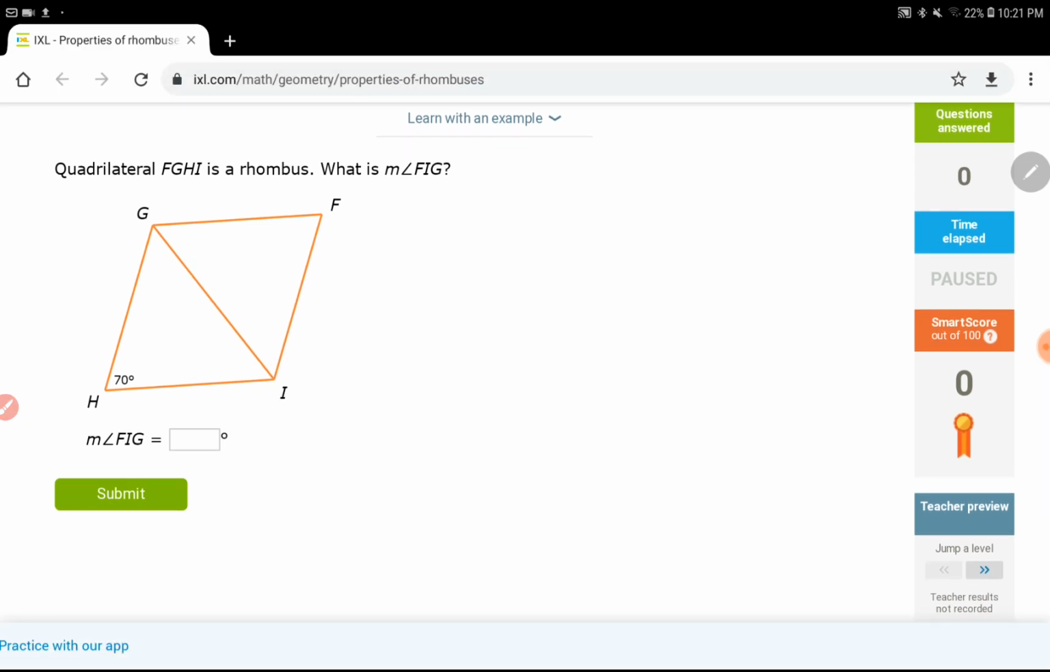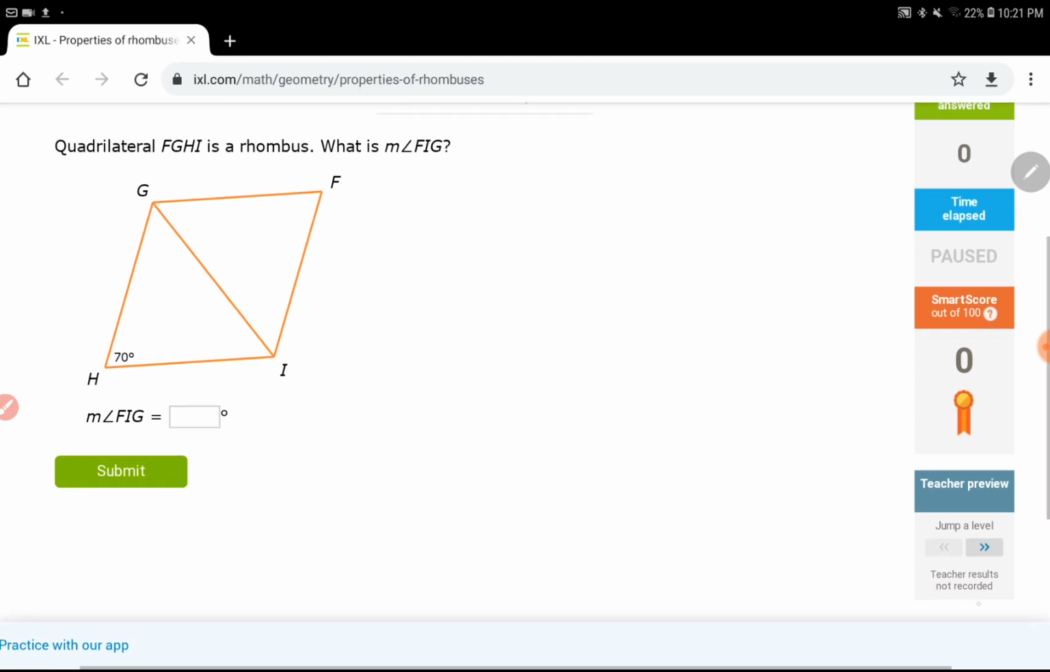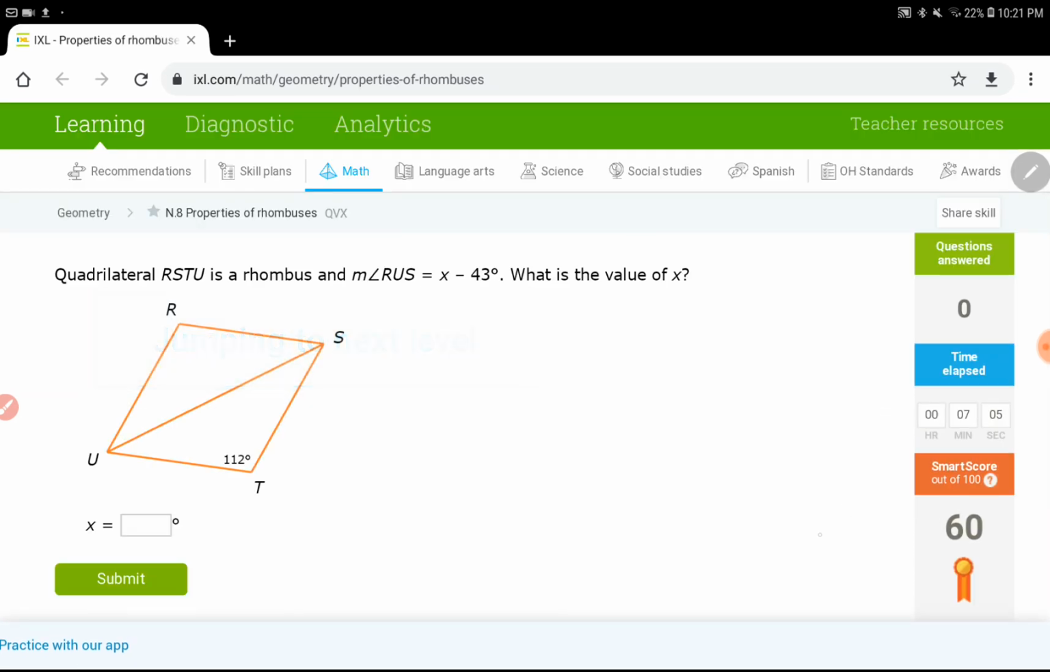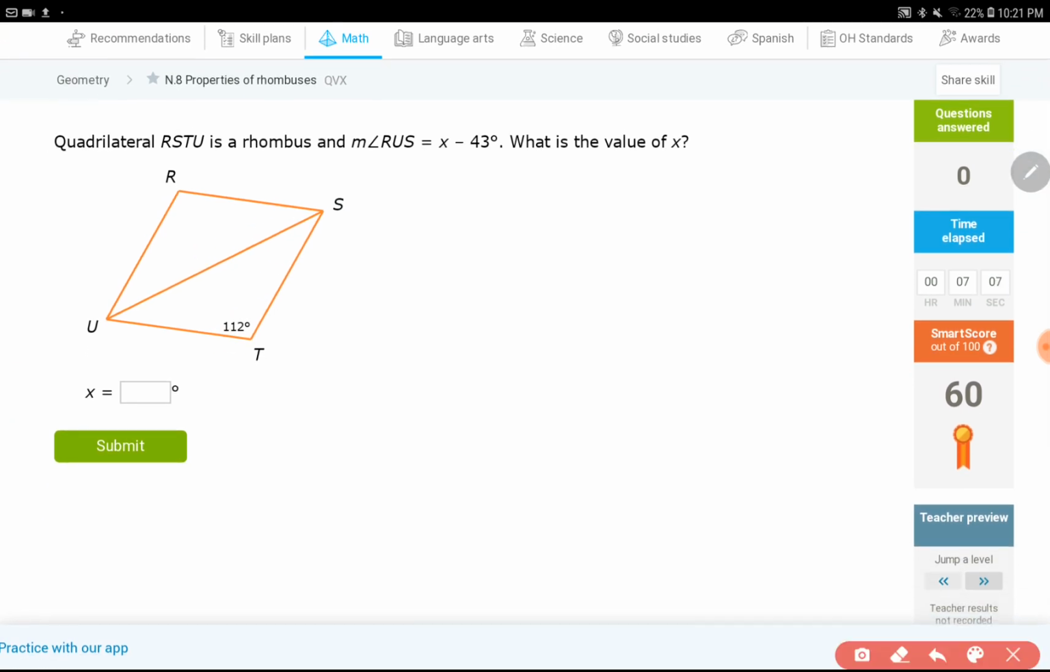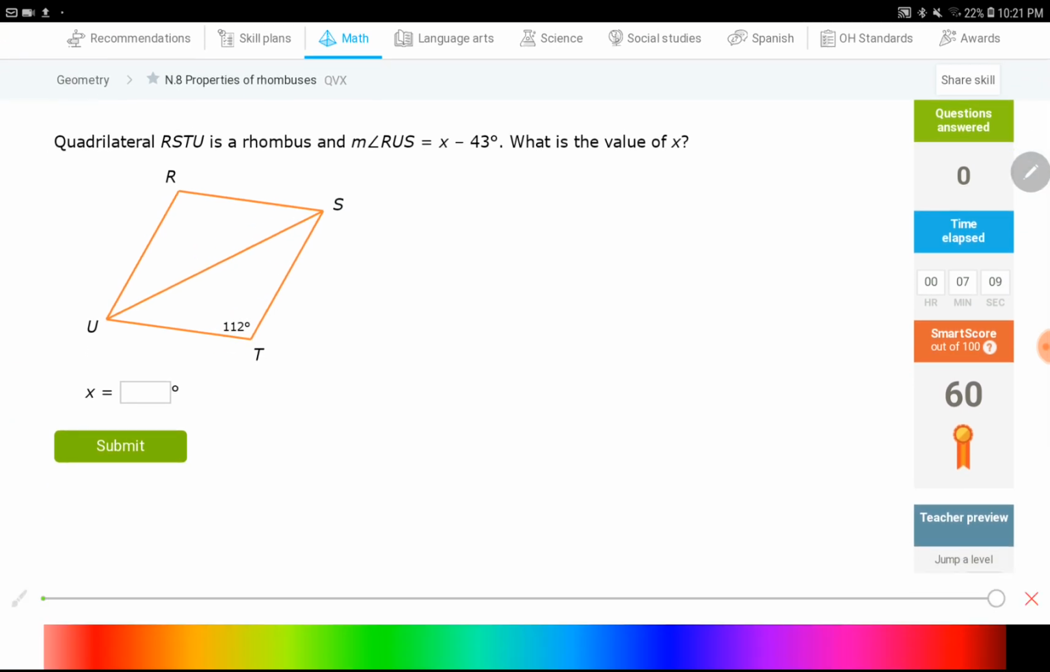Since I took forever, it is paused, and I hope that it doesn't take forever to move on to the next question. Okay, so let's see what we can do about this one.